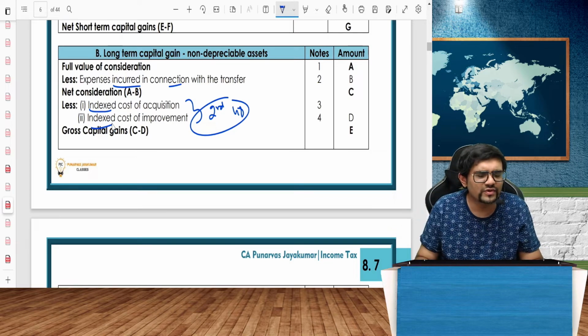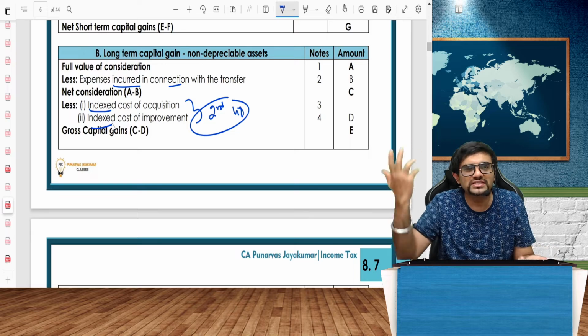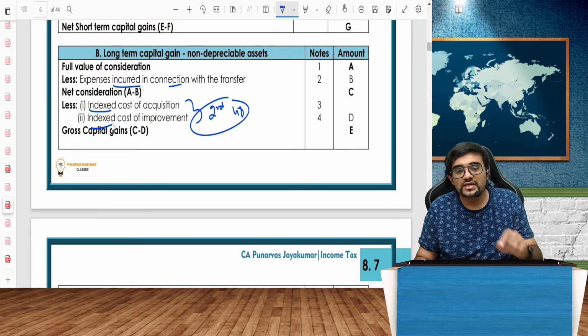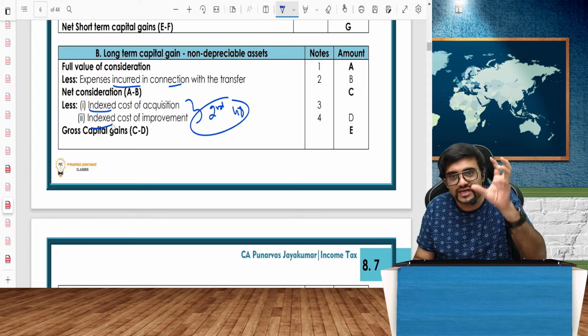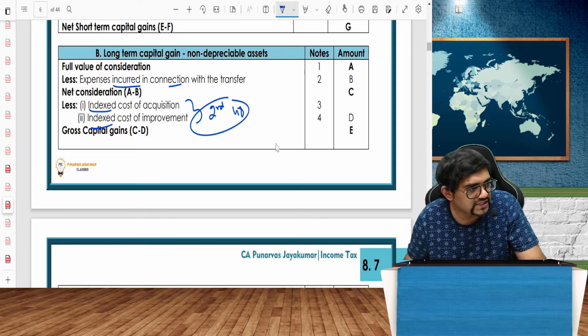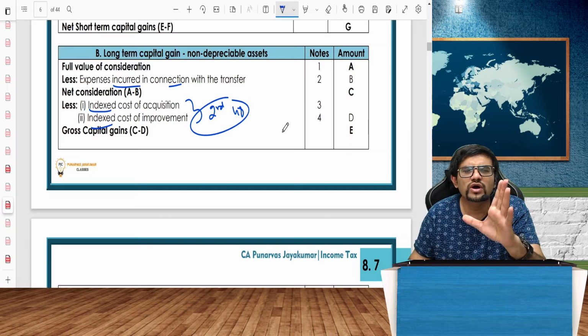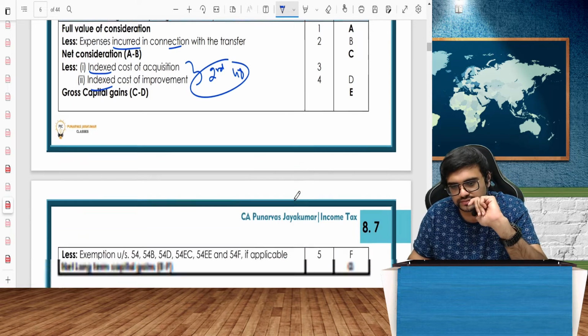That's all, 10 rupees. What will you get in 10 rupees 10 years later? Nothing. Right? That's why you should index it. Means you should bring it as if it is there today. Beautiful concept, indexation. Indexation benefit is only for what? Long term or short term? Only for long term.